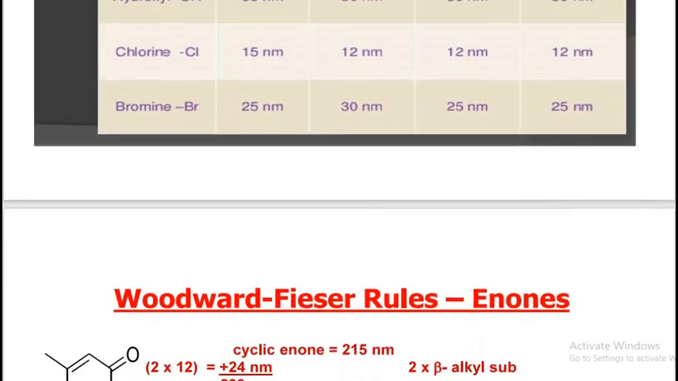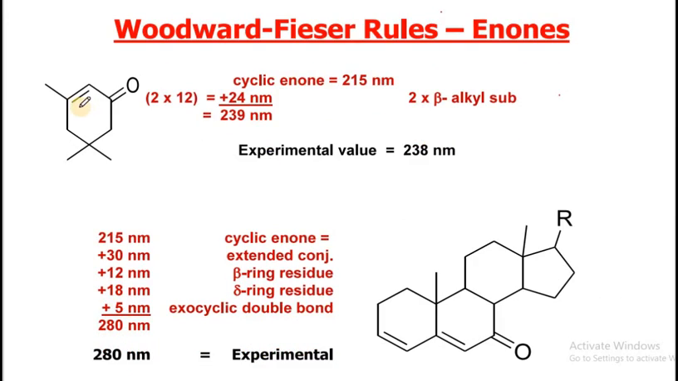So next, we have taken this alpha beta unsaturated carbonyl compound, and in this is our system. So this system will have 215 nanometer value, and now the various other things. So for that we just mention the positions. This is alpha position of carbon, and this is beta position, and then this is gamma position, and then this is delta position, and so on.